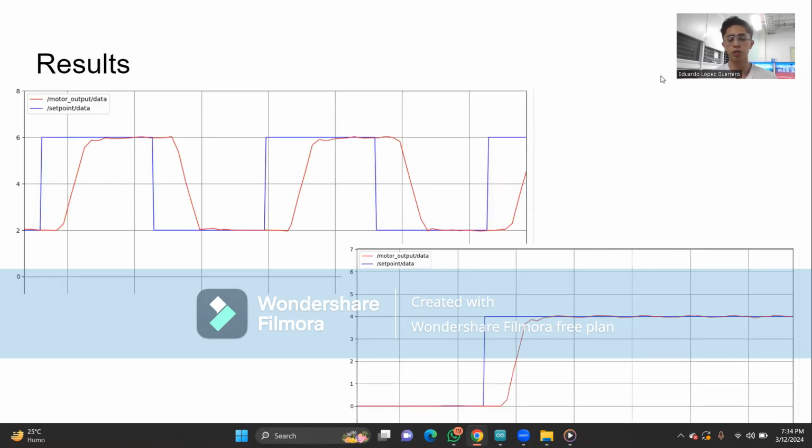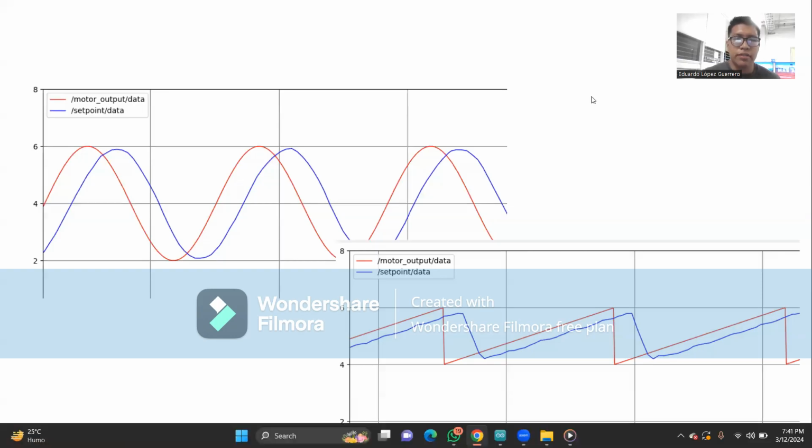From a square signal type, we can see the motor velocity is catching up with the signal, and we got a good response. And on the lower part, we got a step response to a velocity of 4 radians per second. In this slide, we show a sine wave and a sawtooth signal as an input.